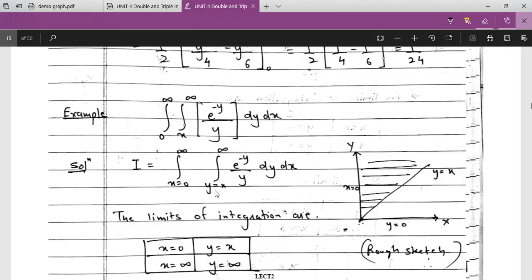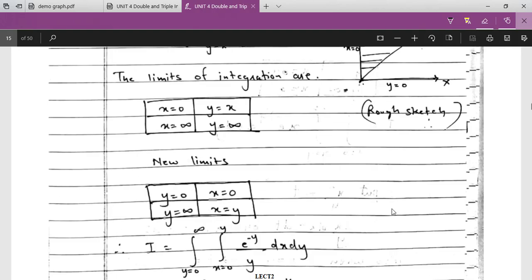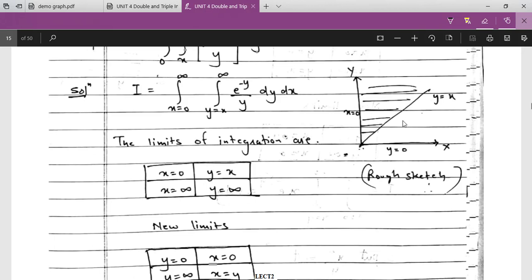This given integral is dy dx, so first thing you are going to do is draw a vertical strip first. This I have given directly, right? Only one sketch I have done. So here it is dy dx, so all the time you need to draw this. So y is ranging from y equal to x to infinity, right?